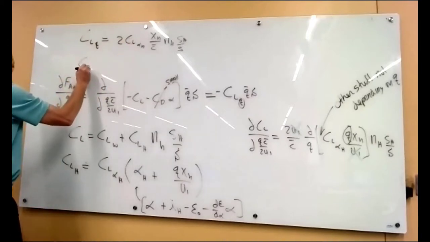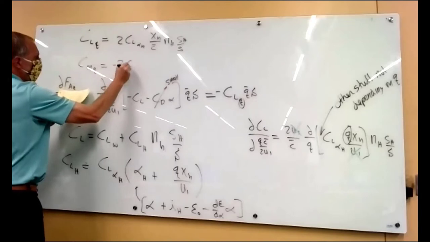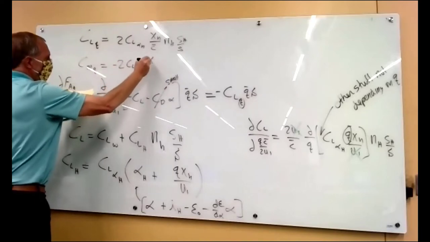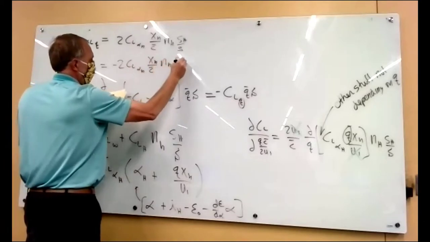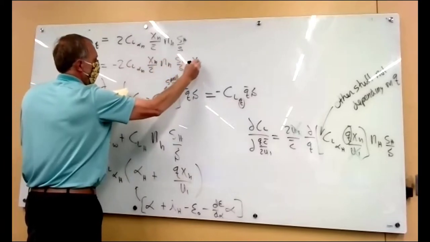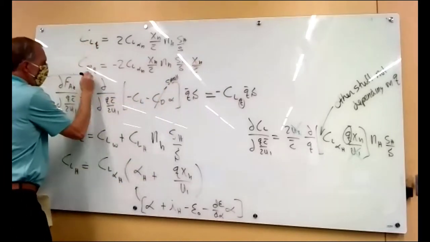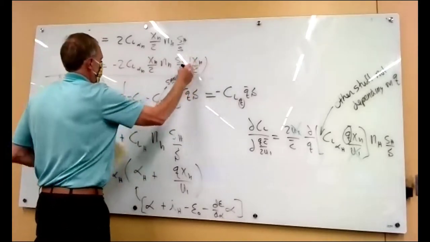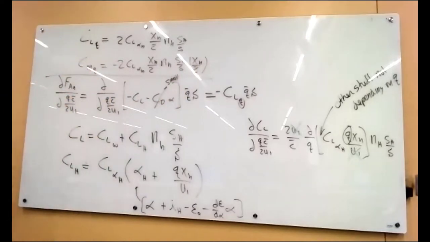Then the formula for CMQ is ratioed by the moment arm. So we actually get 2 XHs over C bars. And because of the direction of the pitching moment, again, it's negative if we have a positive CL.